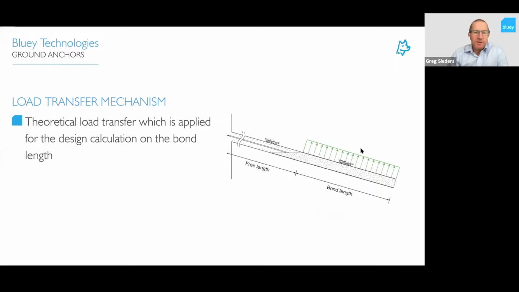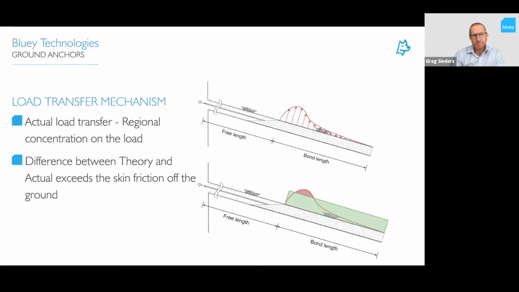So the transfer mechanism for these friction anchors is applied for the design calculation of the bond length. This is the theoretical that you've worked out between the grout-soil friction and the rock, and the design bond length for the ground anchor. And this is actually showing you the difference between the actual load transfer and the theory.